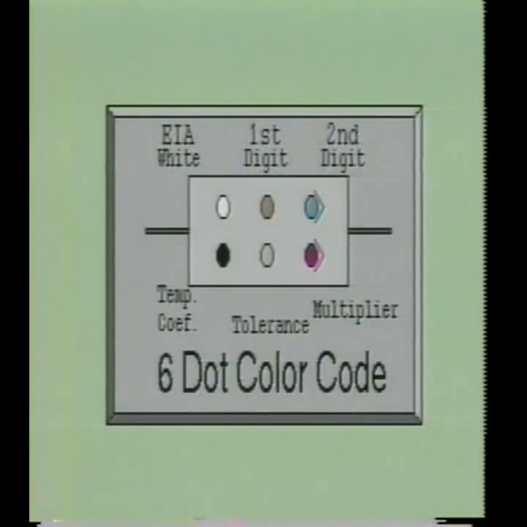The 6-dot code reads clockwise, starting with the left dot. The first dot is usually white. This indicates it uses the Electronic Industries Association code, or EIA for short. The second dot represents the first digit of the number. The third dot represents the second digit of the number. The dot below the second digit represents the multiplier.